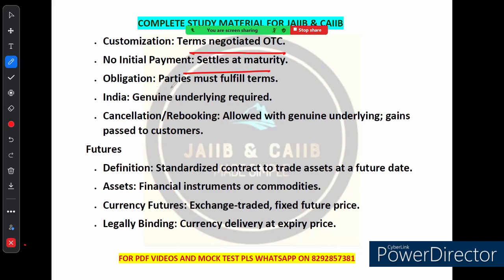Next comes obligation. Parties must fulfill the terms. A genuine underlying is required, and cancellation and rebooking are allowed with a genuine underlying.